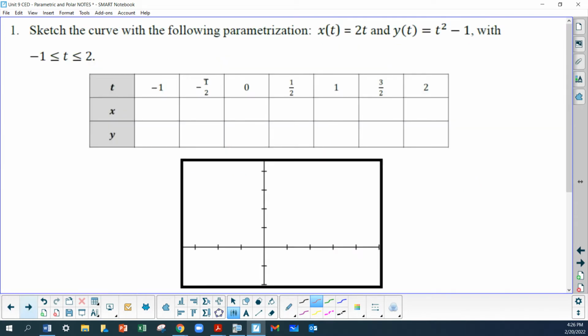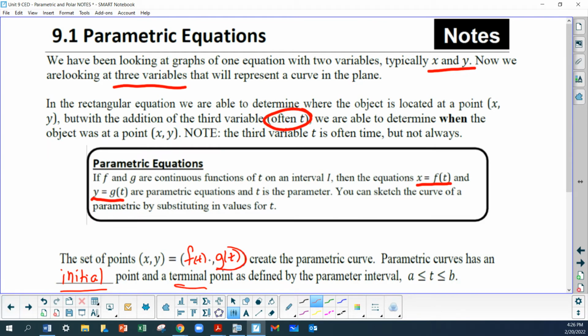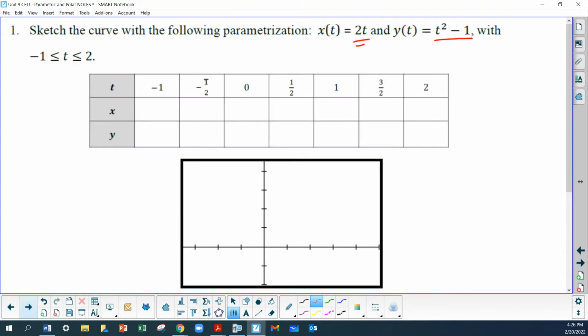All right, so example one, sketch the curve with the following parameterization. X of t equals 2t. So it's kind of like f of t function. And then y of t is defined as t squared minus 1. So that's kind of like that g of t function. So different equations. Now this is pretty common too, with t being defined as a minimal value of -1 up to a t value of 2.